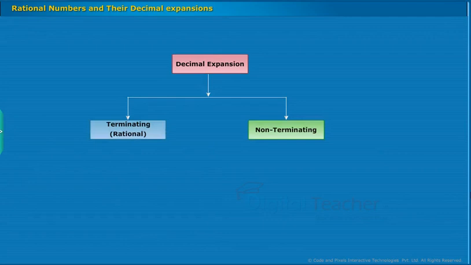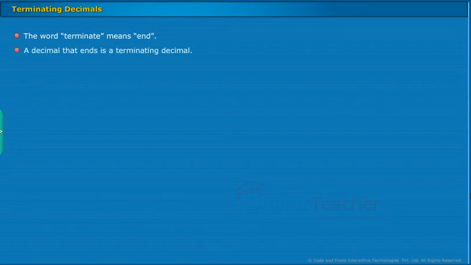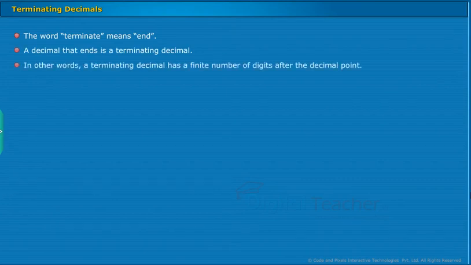Classification of decimal numbers. Decimal expansion is classified into terminating and non-terminating. The non-terminating is further classified into repeating and non-repeating. Let us discuss each in detail. Let us know in detail about terminating decimals. The word terminate means end. A decimal that ends is a terminating decimal. In other words, a terminating decimal has a finite number of digits after the decimal point.